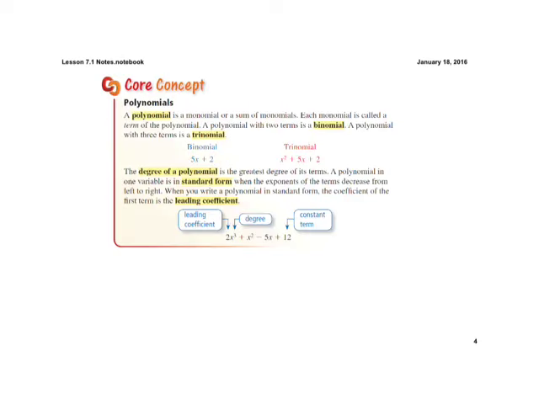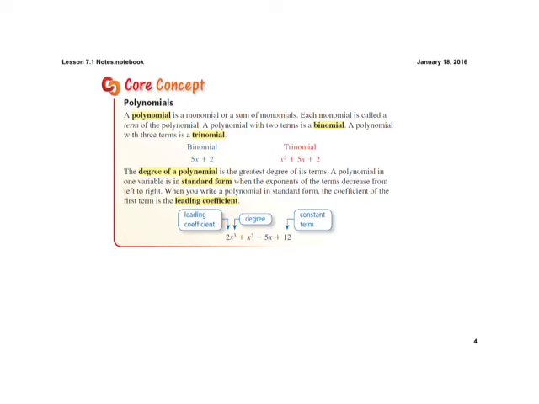Alright, moving on to our core concept. A lot of good stuff in here. Look at all these vocab words we're going to cover. A polynomial is a monomial or a sum of monomials, so it could be more than one term. Each monomial is what we call a term. So if we see 5x and 2, those are two separate terms. A polynomial with 2 terms is a binomial. A polynomial with 3 terms is what we call a trinomial, where there are 3 separate terms.